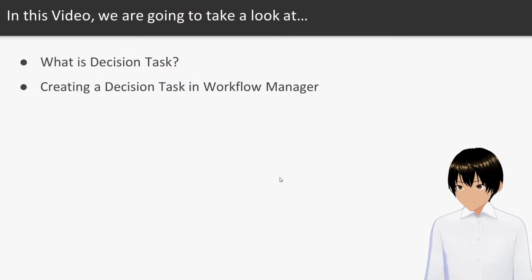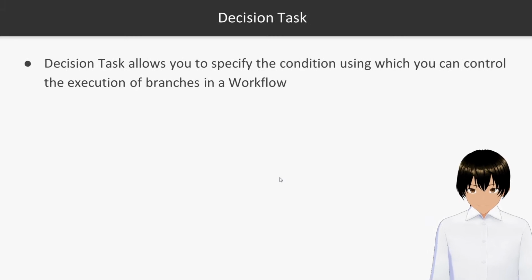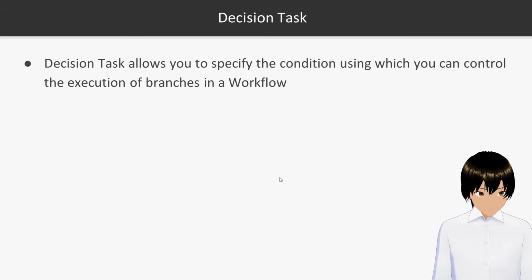We'll also look at how to create a decision task in Workflow Manager or Task Developer. Okay, let's begin. You can control the execution of the workflow by defining the condition in the decision task. Decision allows you to specify the condition with which you can control the execution of branches in a workflow. In other words, you can check the condition of multiple tasks, and based on that, you can decide whether you wish to trigger the next task or not.